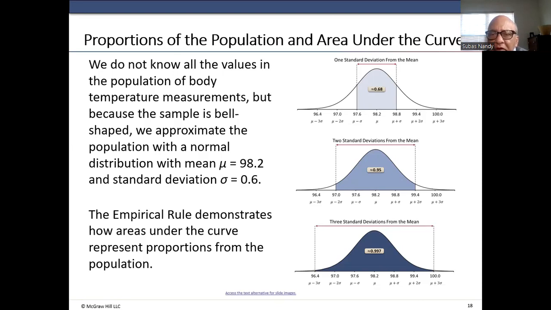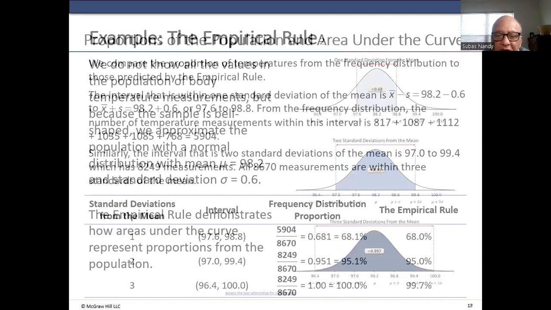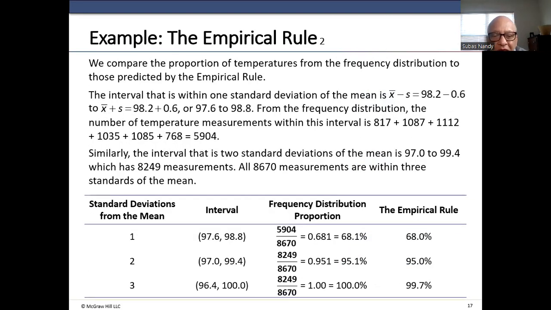So from the empirical rule, approximately 68% of the data will fall between 97.6 and 98.8, and that's what they show. 5,904 points out of 8,670 points fall between 97.6 and 98.8, which is a ratio of 0.68, or 68%. So this shows that the empirical rule is true in this case.